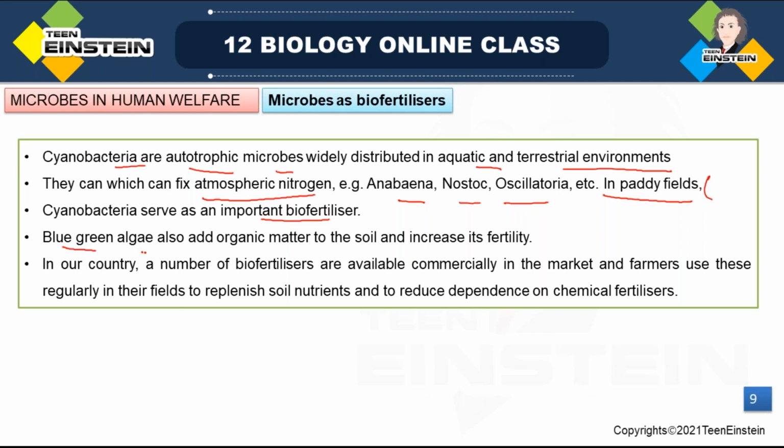Next is blue green algae. This also increases the fertility of the soil. So all these blue green algae and cyanobacteria increase soil fertility. A number of biofertilizers are available commercially in the market, and farmers use them regularly in the field to replenish soil nutrients and to reduce dependence on chemical fertilizers.